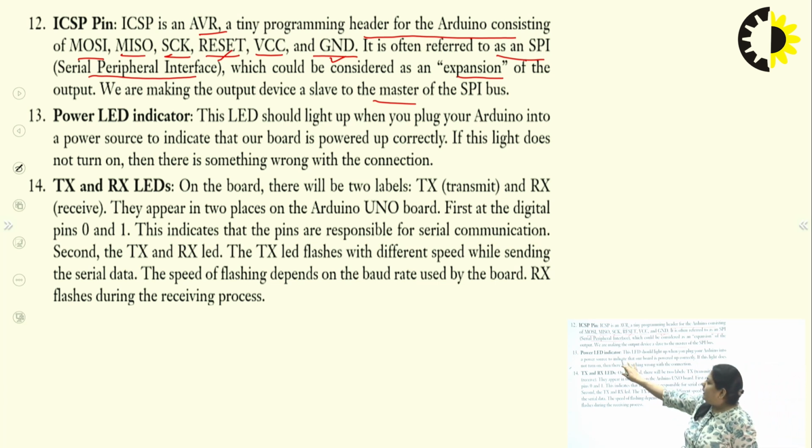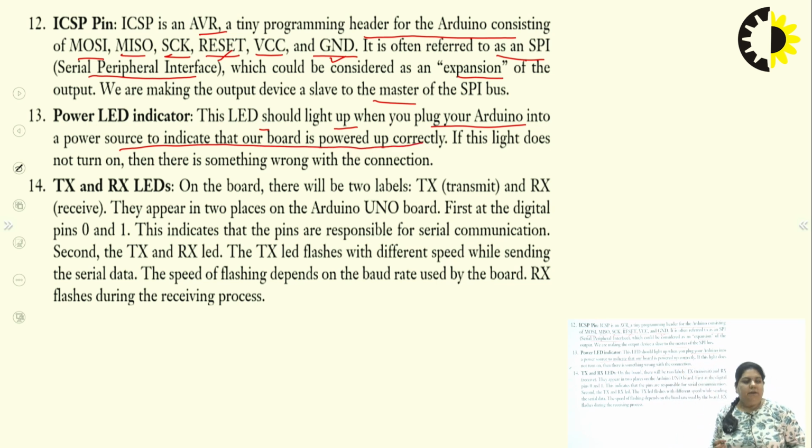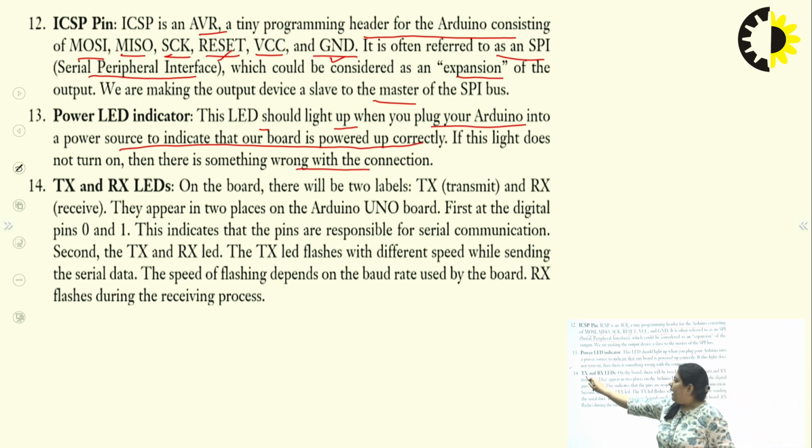Next one is the power LED indicator. This LED lights up when you plug the Arduino into the power source to indicate that our board is powered up correctly. Whenever you give power to the UNO board, the power LED indicates that power is now supplied to the Arduino UNO board. Now you can implement whatever you want on that UNO board. If that bulb doesn't glow, that means something is wrong. Check the connection.